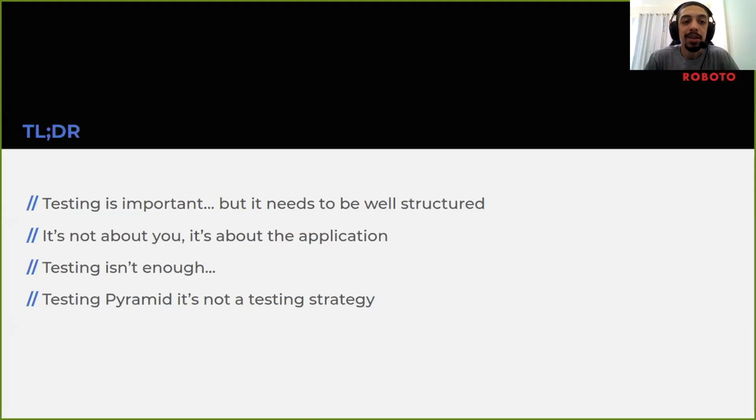To wrap up everything that I have talked about: testing is important, but it needs to be well structured. And it's not about you, it's about the application. So our personal taste shouldn't influence how we implement testing. And sometimes testing by itself is not enough. We need different ways to make sure that our application will work, and ways to trace when things don't work in production. And the testing environment is not a testing strategy. It's something that can be part of your testing strategy, but you can have a different way to distribute your testing.